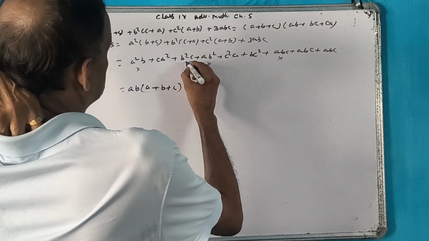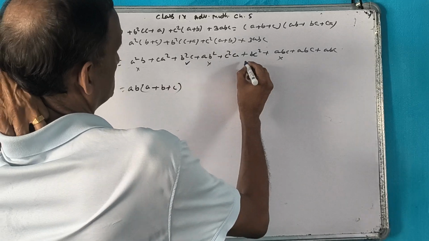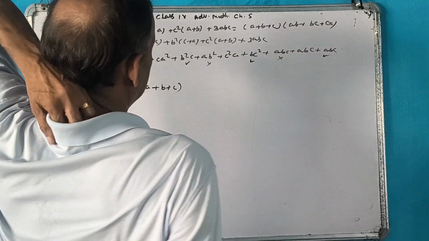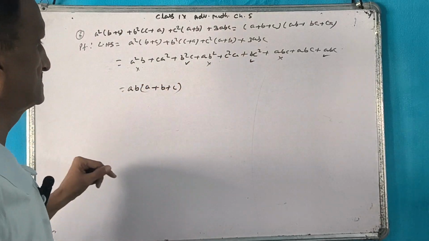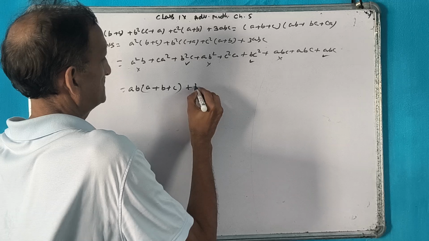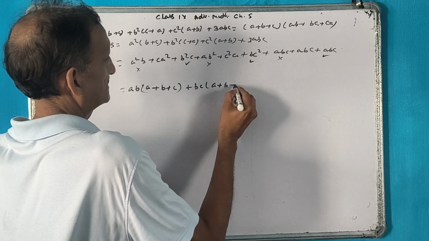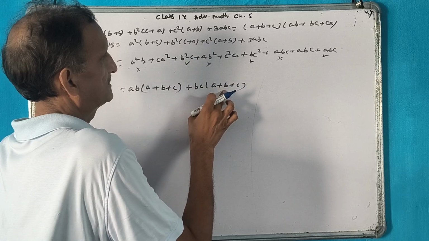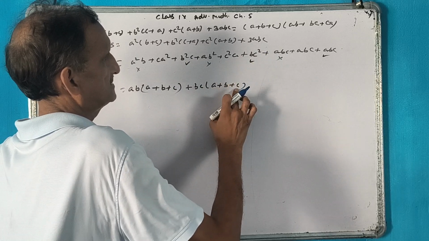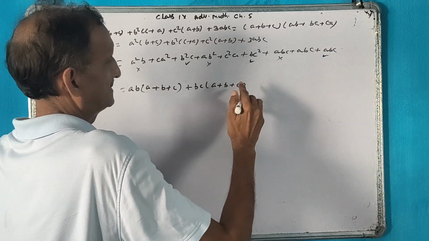Now from this and this, can you say what is common? Here is BC, here is BC, here is BC. So we can take BC common. What we will get? A plus B plus C. So we will take BC common, we will get B. We take BC common, we will get C. We take BC common, we will get A.